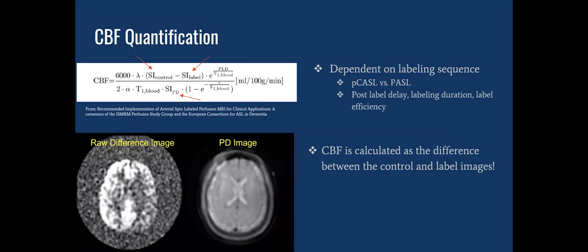CBF is also quantified using this formula here. The signal from fully relaxed blood spins, or the PD image in the picture here, is used to scale the absolute units of CBF. The lambda scales tissue intensity to that of blood. Tau, I don't know if you can see, tau is here. Tau is the labeling duration, and alpha is labeling efficiency, and it depends on which technique you use and whether it's 2D or 3D.